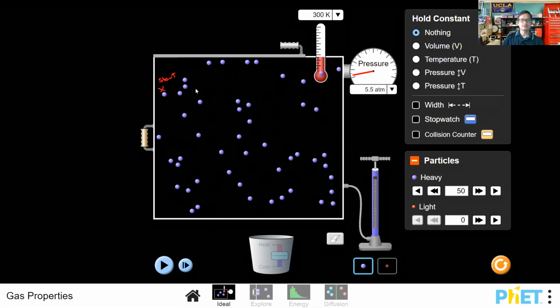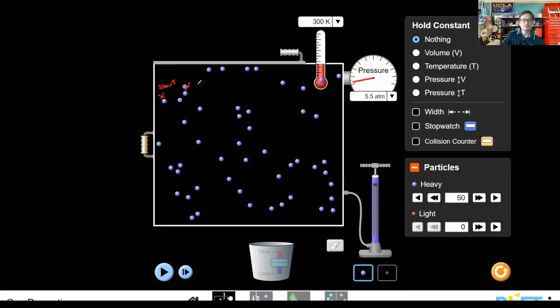Okay, pause it right there. This is the gas particle that we're looking at right there. With that said, the gas particle then ends up moving to this position here. This is where it finishes within that small time frame that I had indicated. So it moved from this start position to that end position right there.